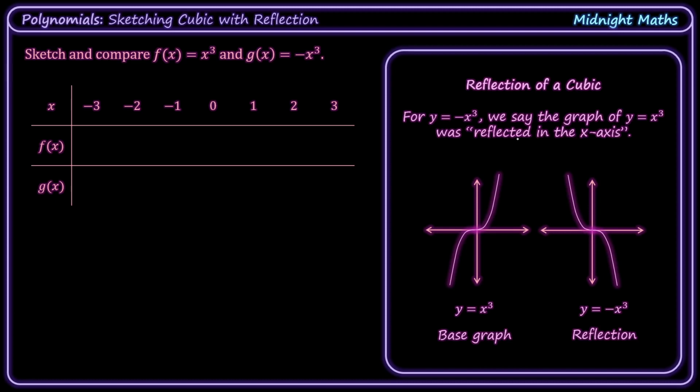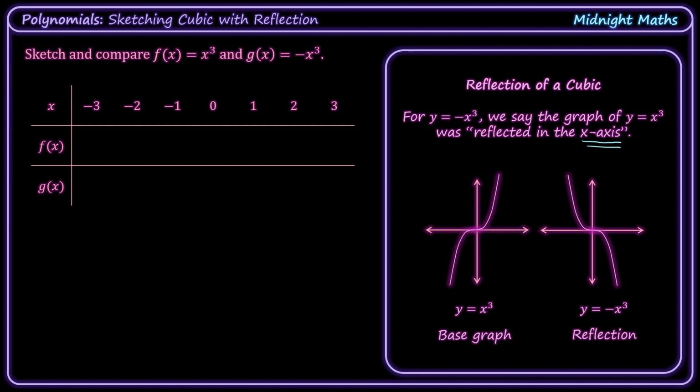What we say about this is that the graph of x cubed was reflected in the x-axis, because you can see that the x-axis can act like a bit of a mirror, and your part from up here gets mirrored and appears down here. And the same happens with the left part. It's down here and it gets mirrored and appears up the top. So it looks like it's reflected in the x-axis.